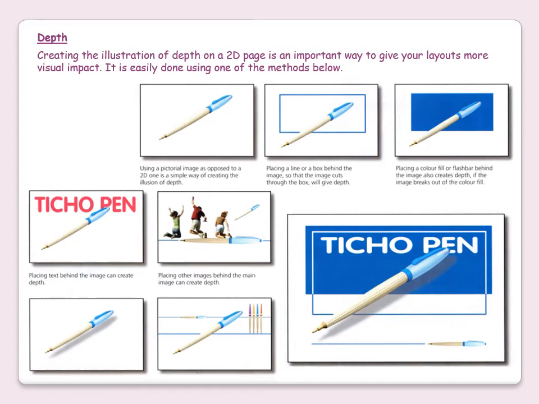Placing text behind the image can create depth. Placing other images behind the main image can create depth. Adding a drop shadow to the image can create depth. Or using all of the above to try and help create a page which has a great amount of depth to it.